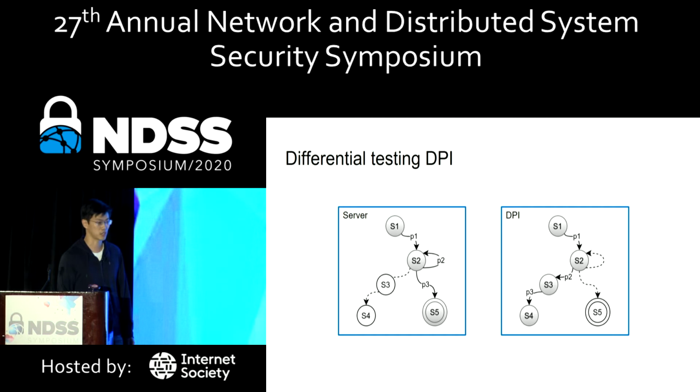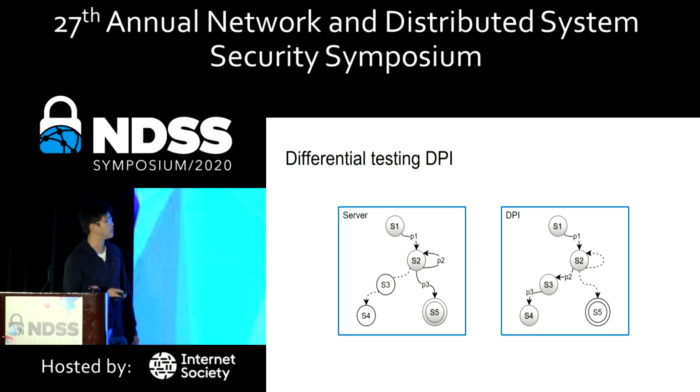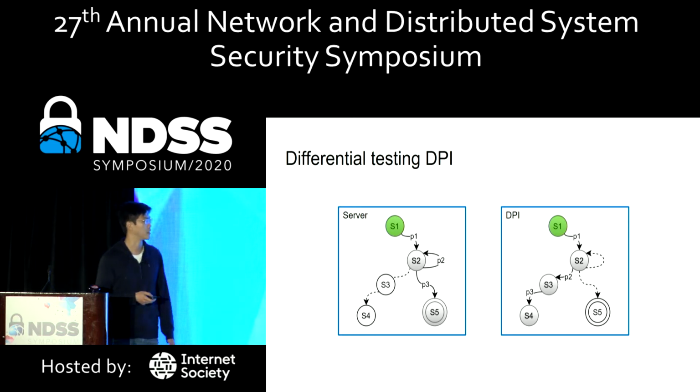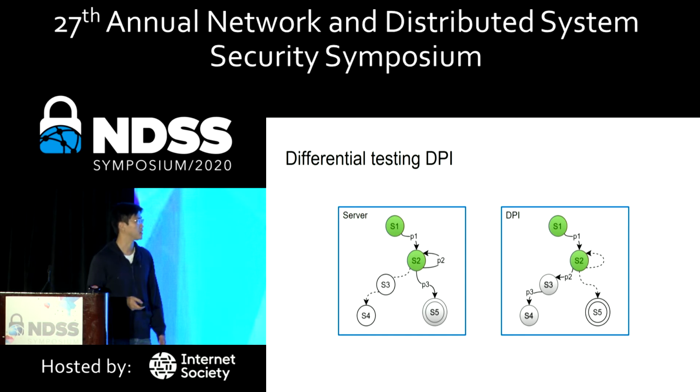Now I'm going to talk about how to evaluate our test cases against the DPI with differential testing. Although the DPI is a black box, here we assume we can peek into its state machine. The server and the DPI both start from some initial state, here we call it S1. After sending one packet, both of them go to state S2. Then we send a second packet. The server rejected the packet and remains in S2. But the DPI accepted this packet and goes to another state called S3.